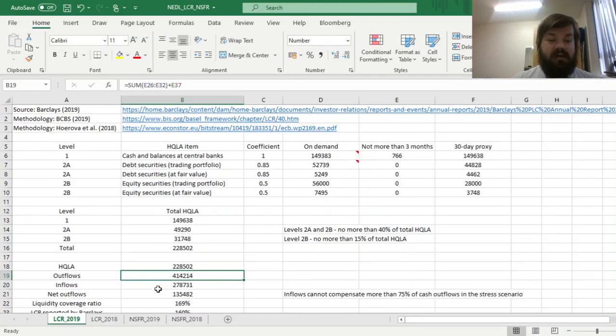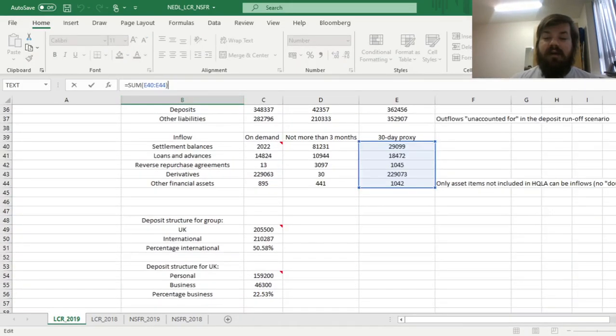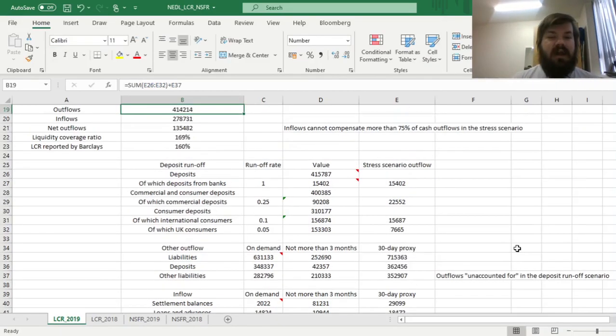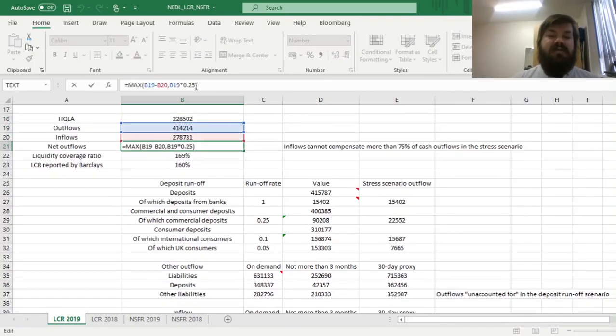That's quite straightforward. Then for the inflows, we need to account for inflows across all asset groups that were not considered for HQLA calculations, and then we need to calculate net inflows. And here it might be quite intuitive to say, well, it's just outflows minus inflows. Yeah, net outflows, net of inflows.